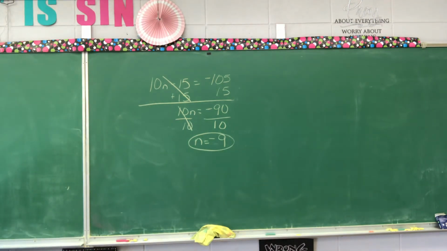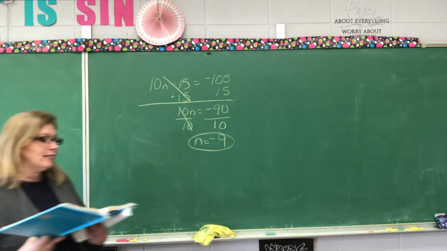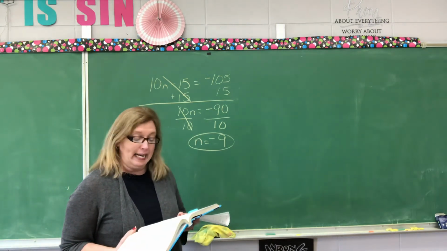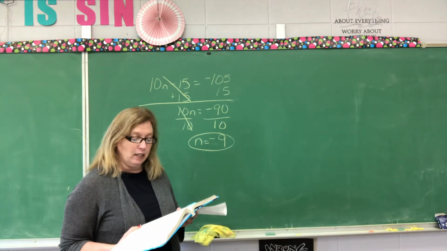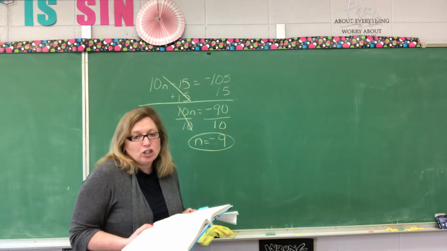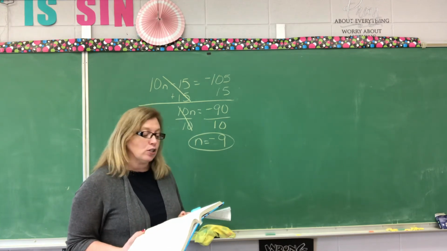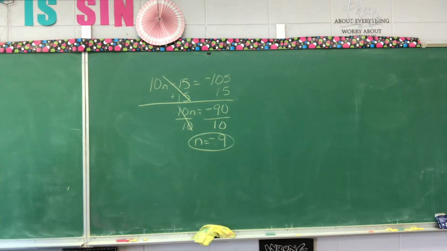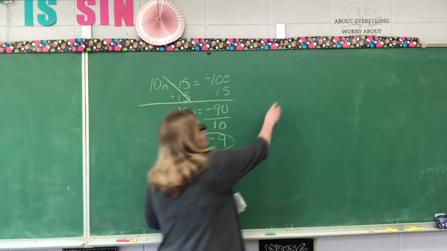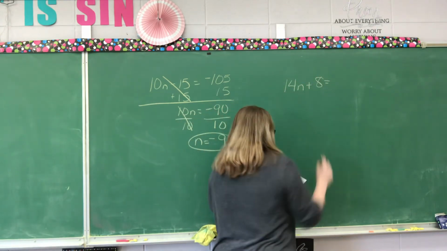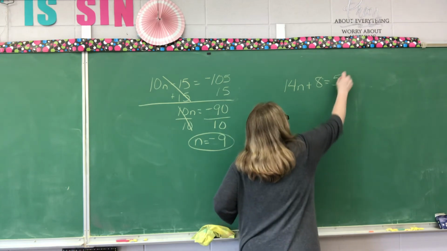Let's look at the next problem. It says, Hessler multiplied his magic number by 14. Then he added 8. The result was 50. What was his magic number? Well, the magic number is going to represent what? N. So let's look at it again. Some number is his magic number, okay? And he multiplied it by 14, and he added 8. And when he did that, it equaled 50.